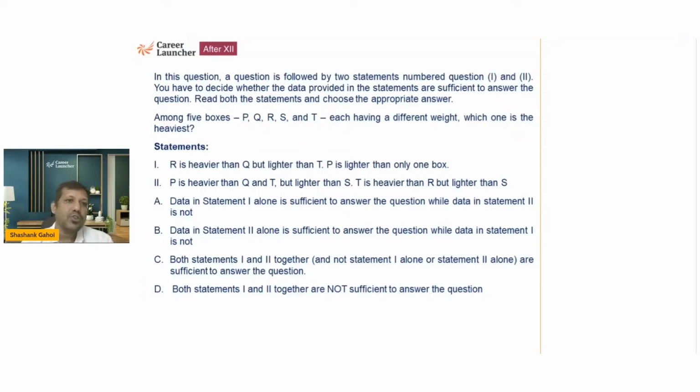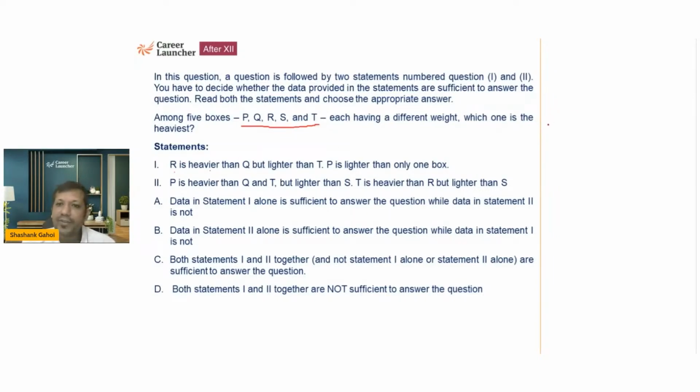Now this says that a question is followed by two statements numbered 1 and 2. You have to decide whether the data provided in the statements is sufficient to answer the question. So first of all, in a data sufficiency question, generally it's not needed to get the actual answer. You need to know whether you can get a definite answer or not. Now, among 5 boxes P, Q, R, S, T, each having a different weight, which one is the heaviest? Now I need to find out which is the heaviest weight. First statement says R is heavier than Q.